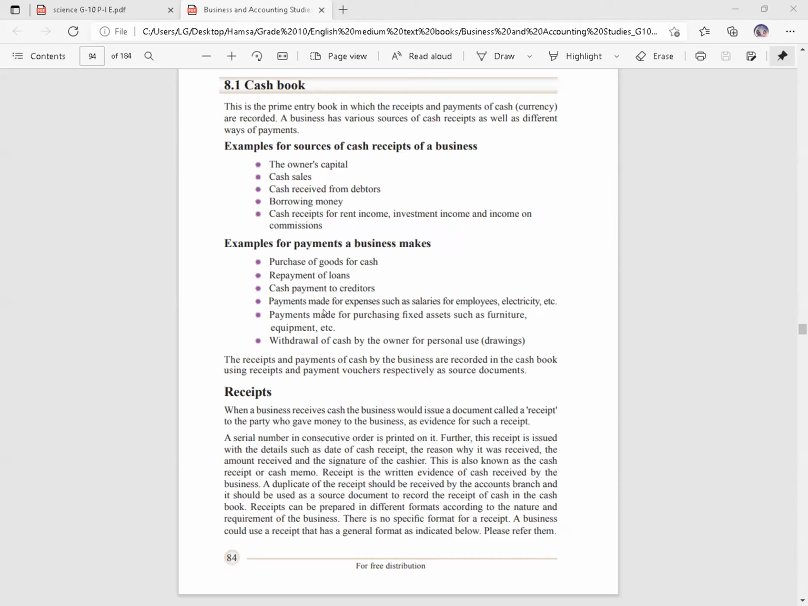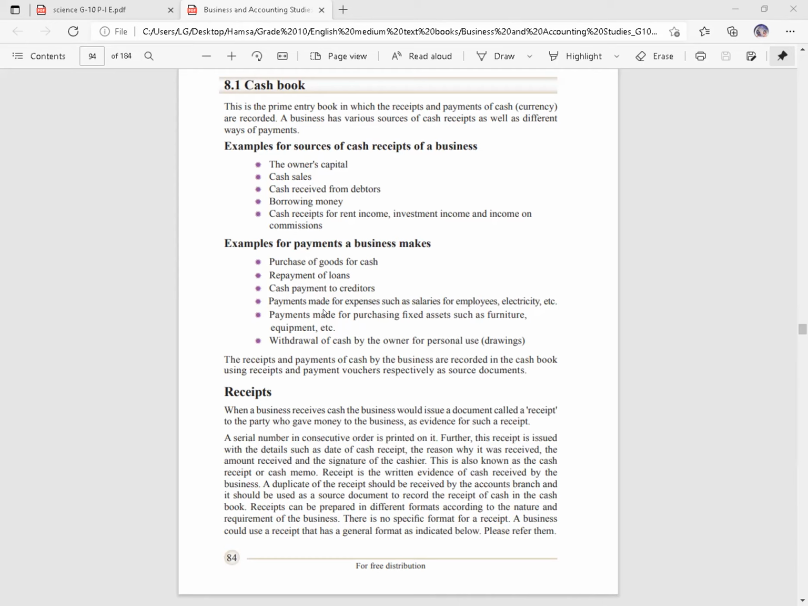Okay. So cash book. This is the first prime entry book that we are going to study. In the cash book, all the receipts and payments of cash are recorded, right? Whatever cash you are receiving or paying outside will be recorded in the cash book. Only cash payments and cash receipts are recorded, not the credit payments, not the credit receipts. This is one of the prime entry books, right?